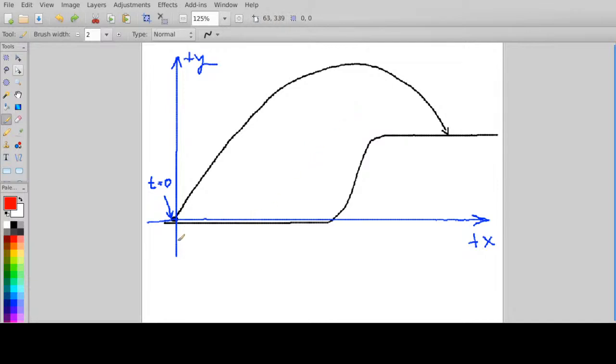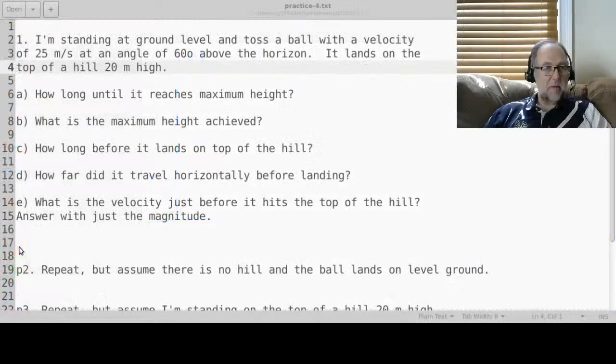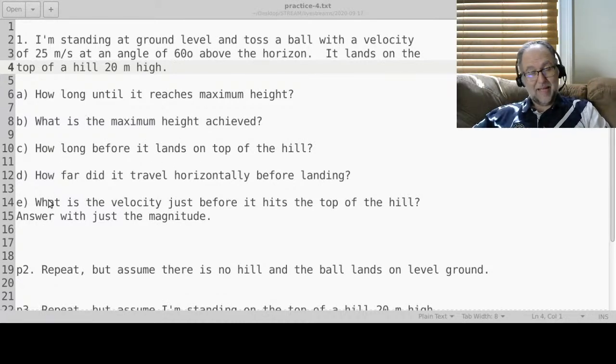Let's go ahead and start looking at the initial and final. And I forgot, by the way, I should read what I'm asking you to calculate. Let me switch back to the other screen. I described here that you're at ground level, and you throw it and it lands on the top of a hill. But what are you asking? There's actually two sets of questions here. A and B go together, and they're asking how long does it take before it reaches maximum height, and what is the maximum height achieved? Then C, D, and E talk about not maximum height, but when it actually lands on the top of a hill.